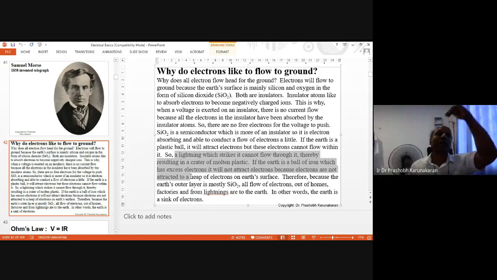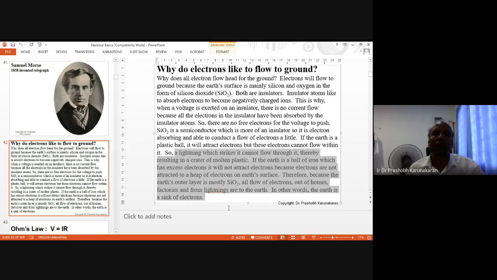So lightning will never, you know, negative repel. They wouldn't be going to the earth anymore. Lightning might strike, I don't know, to space or something. Therefore, because the earth outer layer is mostly SiO2, all flow of electron out of homes, factories, from lightnings, go out to the earth. In other words, the earth is a sink of electrons.